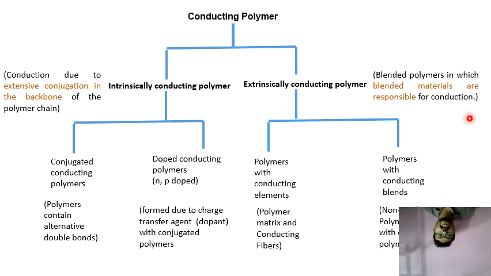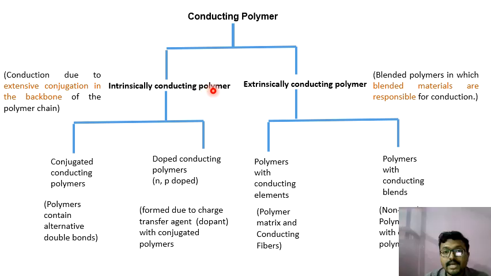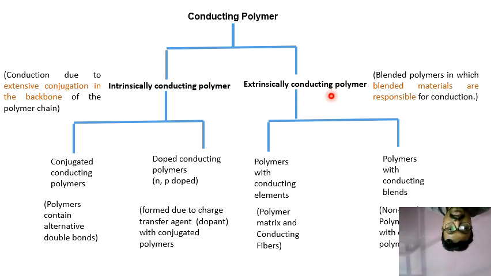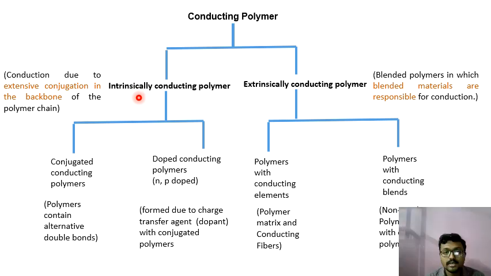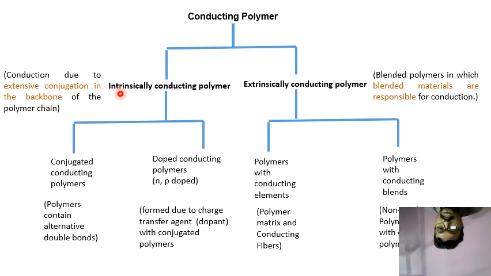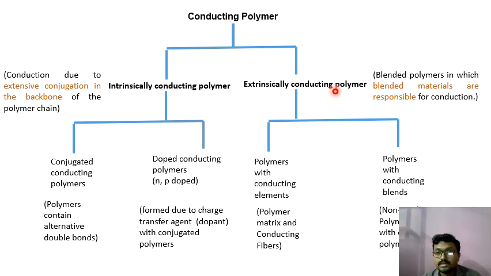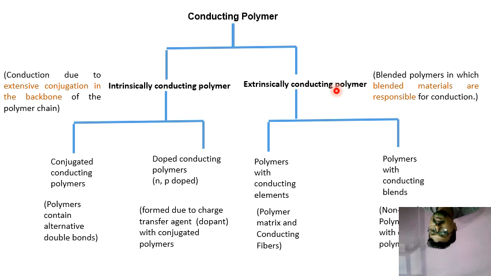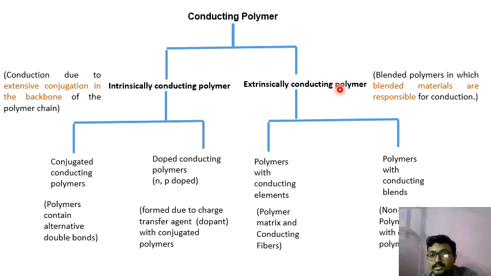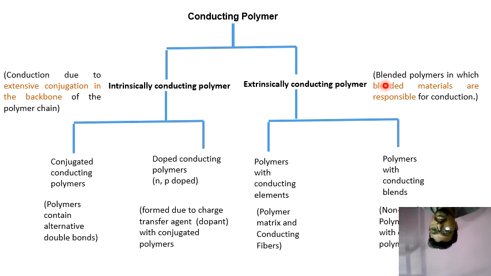Now this conductive polymer can be of two types. One is intrinsically conductive polymer, another one is extrinsically conductive polymer. Intrinsically conductive polymer means the polymer molecule which is itself conductive, where the region of conduction is the conjugated double bond. Extrinsically conductive polymer is the polymer molecule which is mixed or blended with some other molecule, where the other molecule or blended material is responsible for conduction.